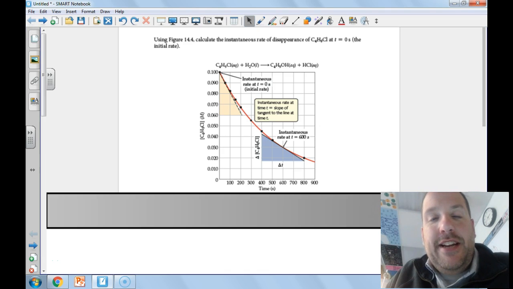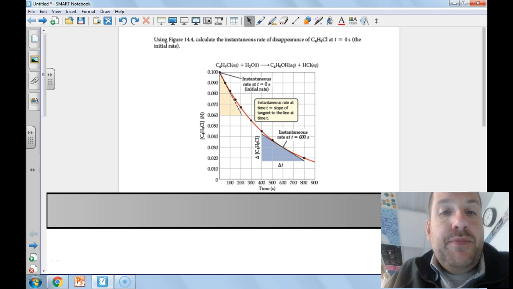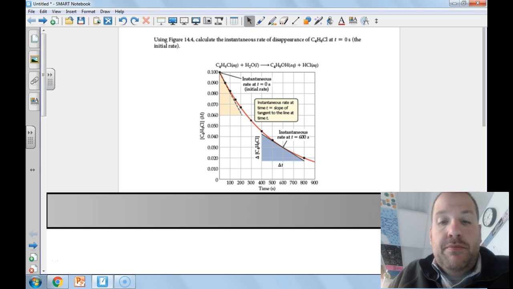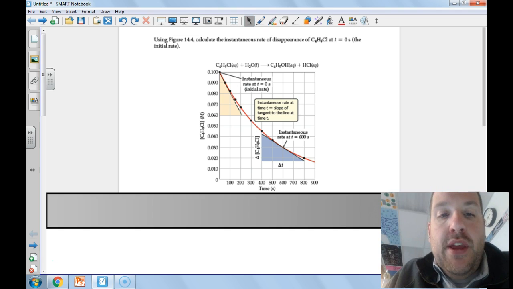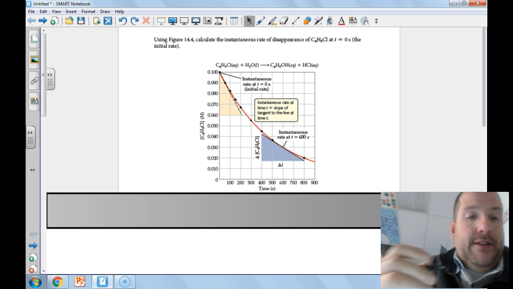Hey everybody, let's take a look at sample problem 14.2 in the digital book, which talks about how to calculate instantaneous rates.